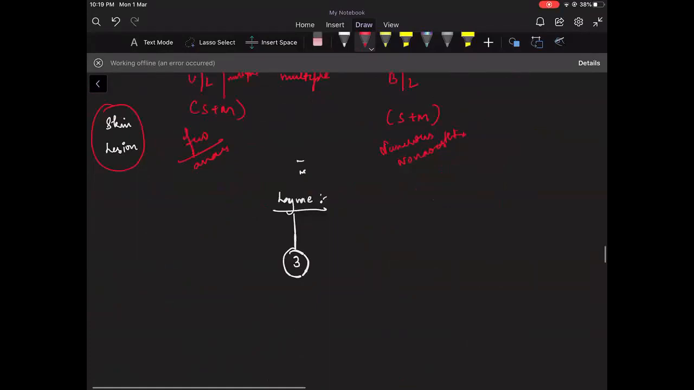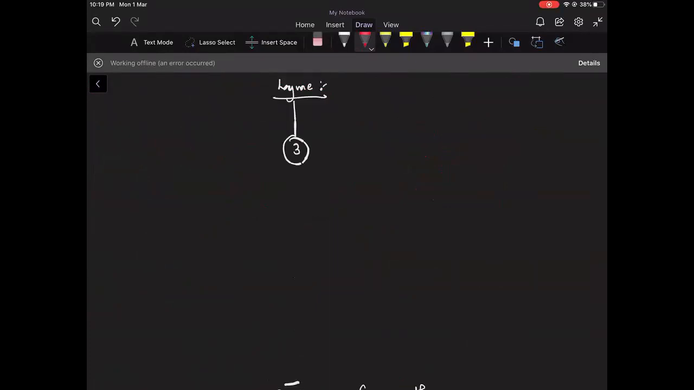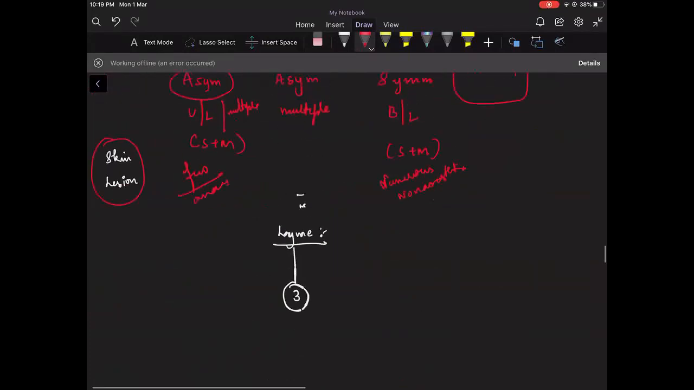Coming to Lyme's disease, Lyme's disease is caused by... Can you repeat what you said about pure neuritis? Sorry, the voice got cut in between.